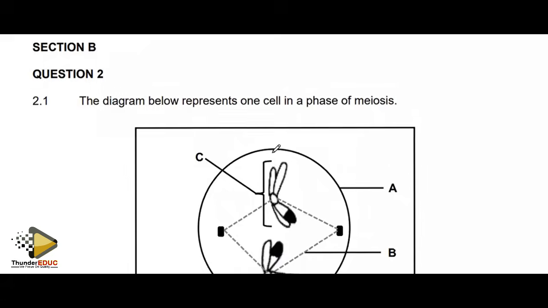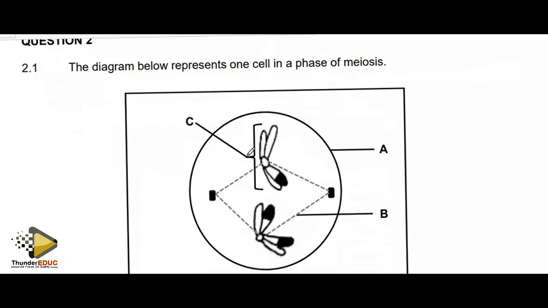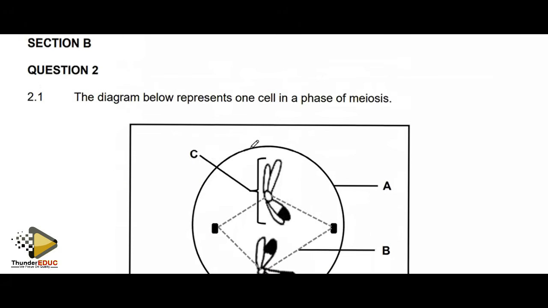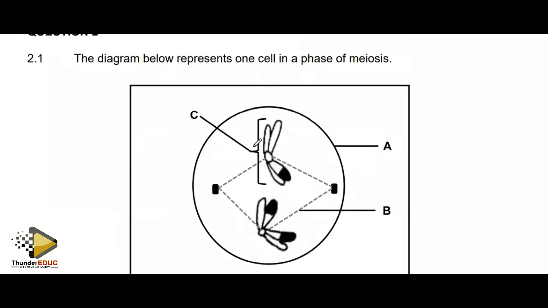Then another question. This marks the end of section A. What about section B? You see that the questions in section A, you can score all the marks.